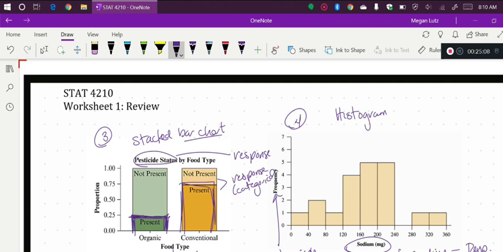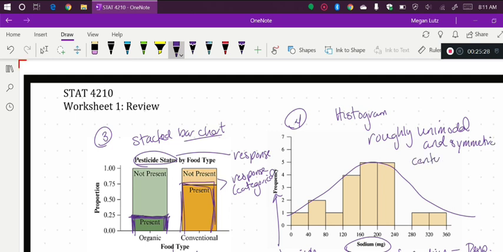So this is a univariate plot. What we can see, if we were to draw an approximate curve over here, is that this is roughly unimodal and symmetric. The center is approximately at 200 milligrams. And to assess the spread, I'm going to use the range, and the range is about 360 milligrams.